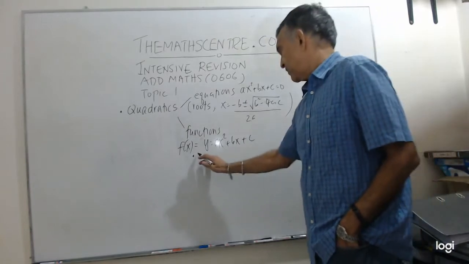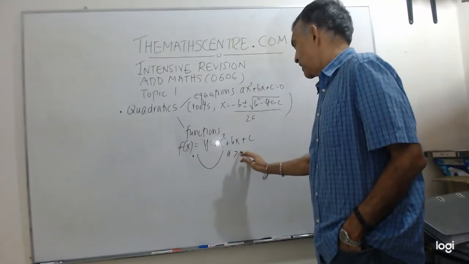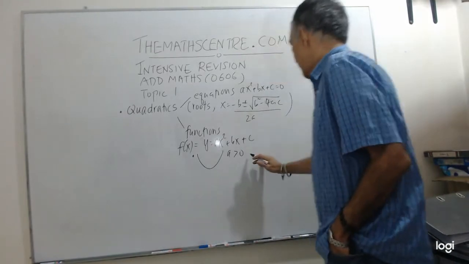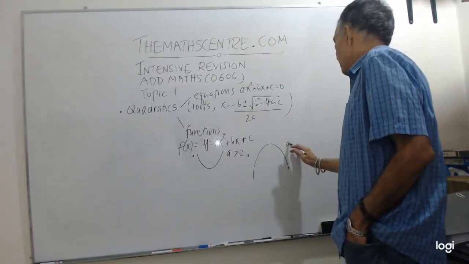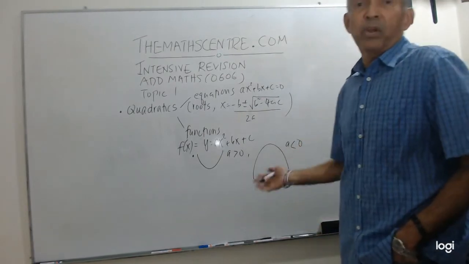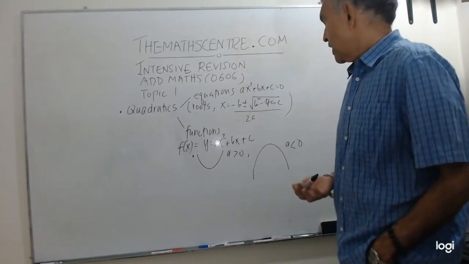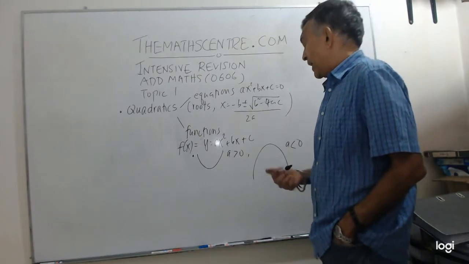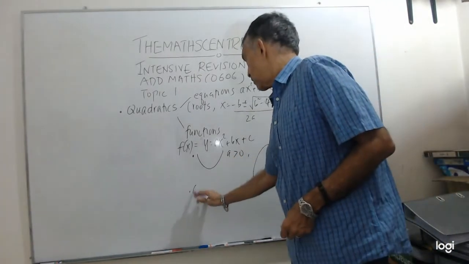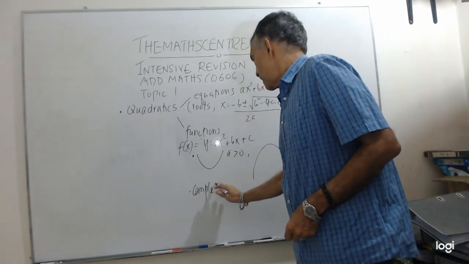When a is bigger than 0, you have a minimum point curve. When a is less than 0, you have a maximum point curve, and I'll tell you about those things. Also we'll cover how to complete the squares. Very important.